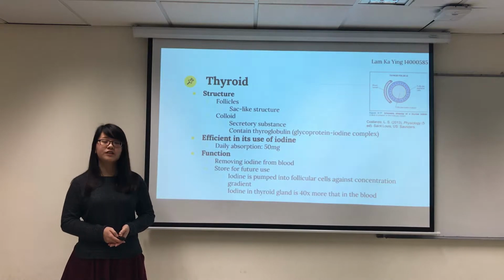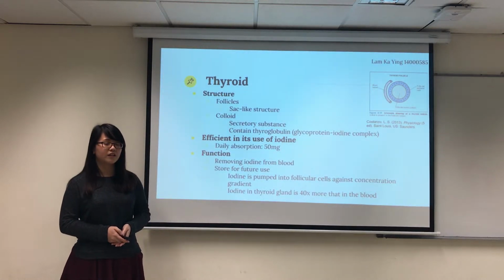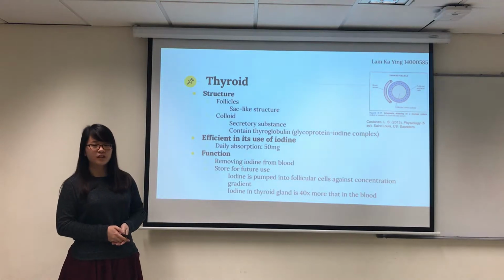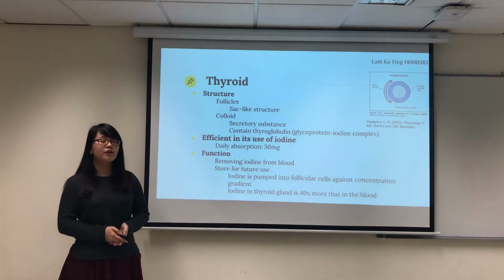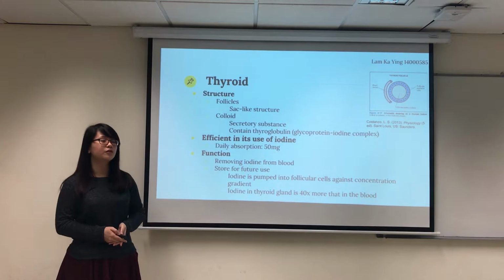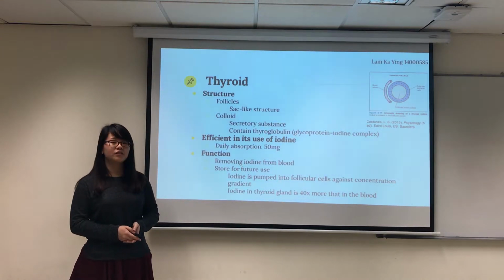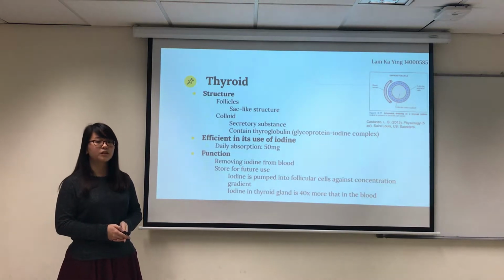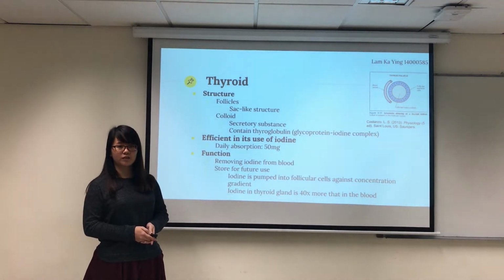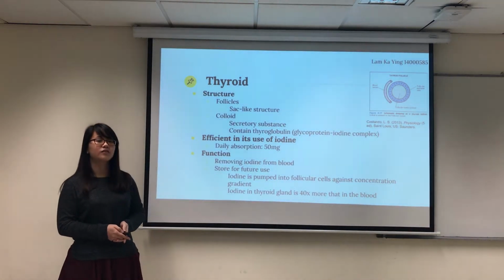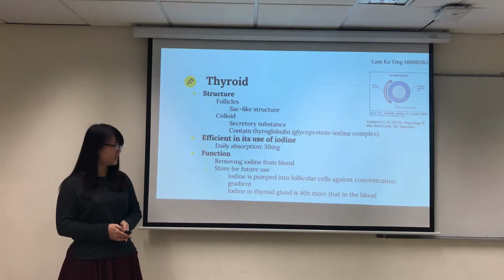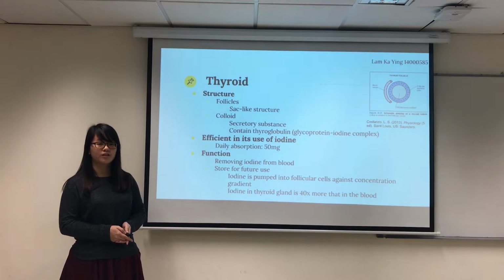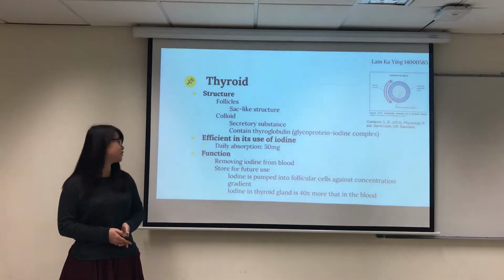The thyroid gland is efficient in the use of iodine. The daily absorption for a normal human is 15 milligrams. The function of the thyroid gland is to remove iodine from the blood and store it for future use. Iodine is pumped from the blood circulation into the follicular cells against the concentration gradient, and the iodine in the thyroid gland is 40 times more than that in the circulation.